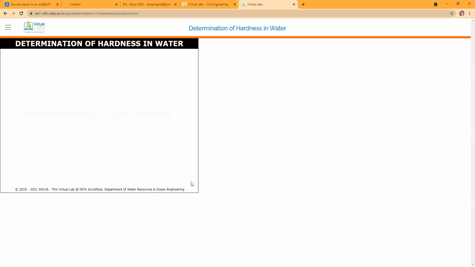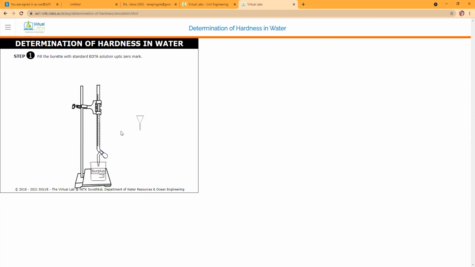Next, standard determination of hardness in water: standardization of EDTA solution. EDTA means ethylene diamine tetraacetic acid solution. Next part. First step: fill the burette with standard EDTA solution up to the 0 mark.